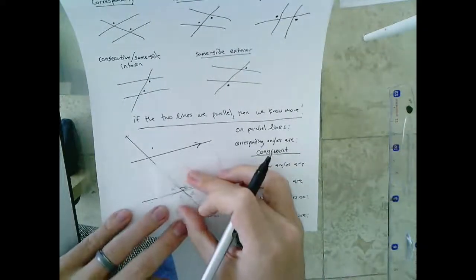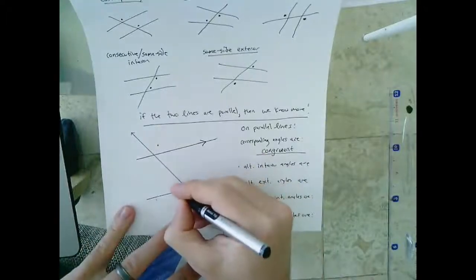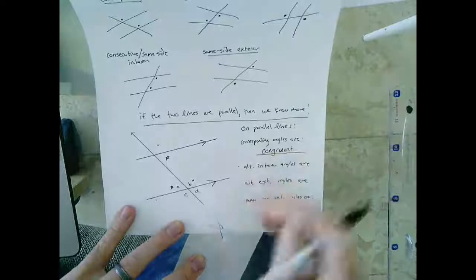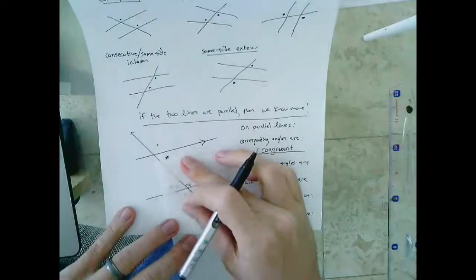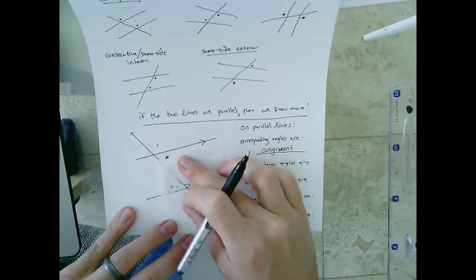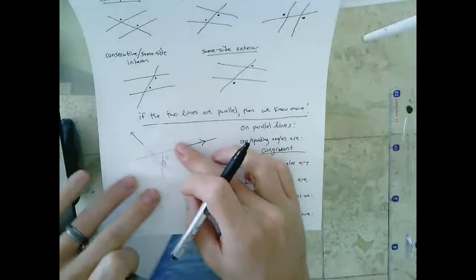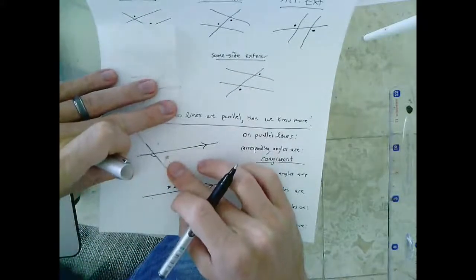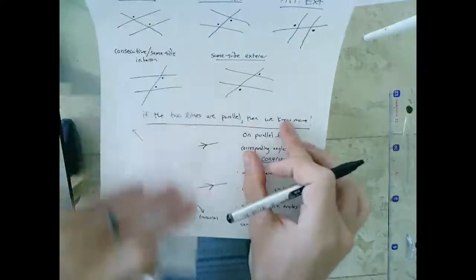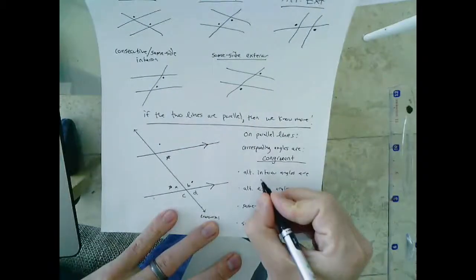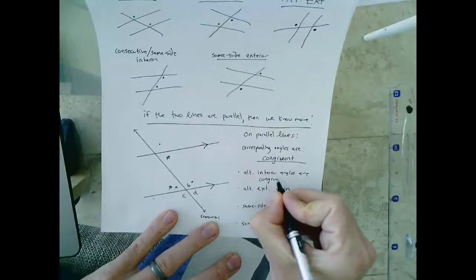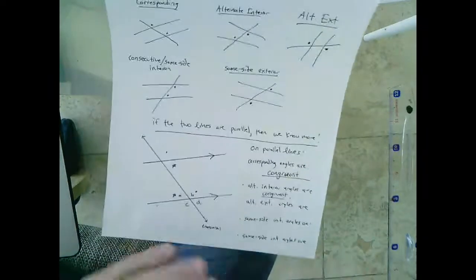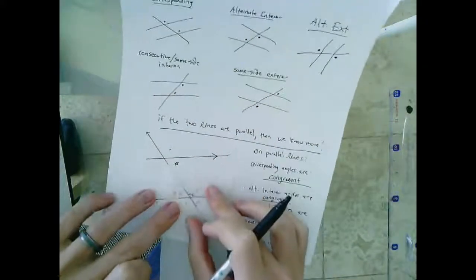Alternate interior angles right here. Let's look at A right here. I'm going to put a little star next to A, and I think its alternate interior angle is right over here. Let's think about this. If we have this angle, and then we show it up here and do a little switch around, are these two angles congruent? I think so. All alternate interior angles are congruent on parallel lines.